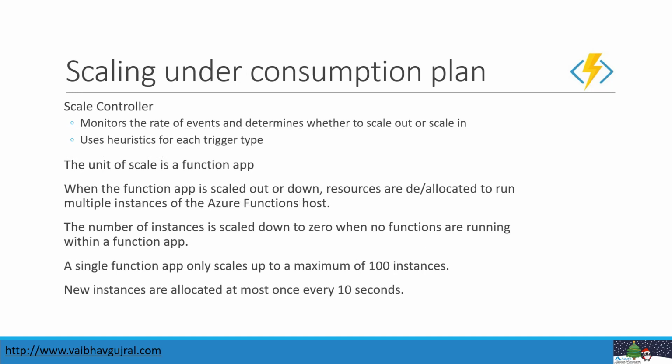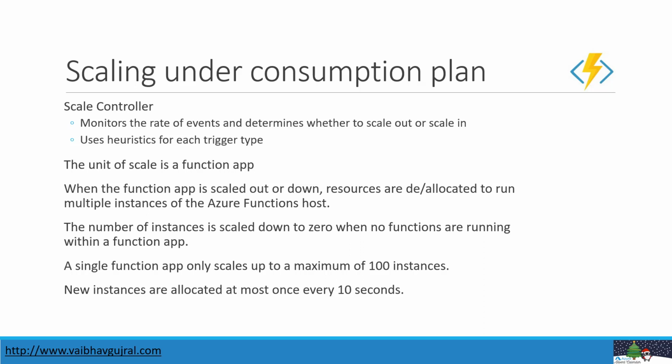Scaling under consumption plan. Azure Function uses a component called the scale controller to monitor the rate of events and determine whether to scale out or scale in. The scale controller uses heuristics for each trigger type. For example, when you are using an Azure queue storage trigger, it scales based on the queue length and the age of the oldest queue message.